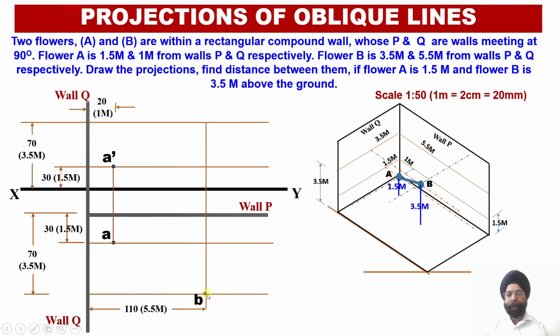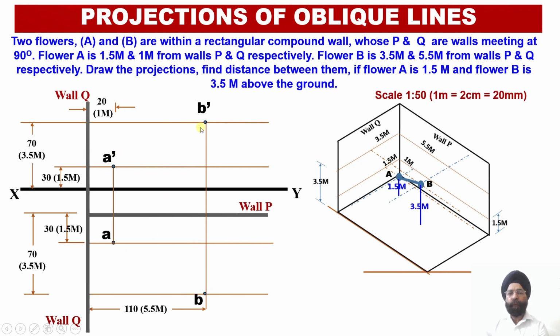Once I mark this point B, I also know that the B dash projection corresponding to the front view will be available across this particular vertical projection line. And I also know that the height at which the flower B is available in space is 3.5 meters above the ground. That is, onto this locus line 70 millimeter above the ground, I will be able to locate the point B dash over here. So point B dash has also been located with this information. So A dash has been located, B dash has been located, A and B.